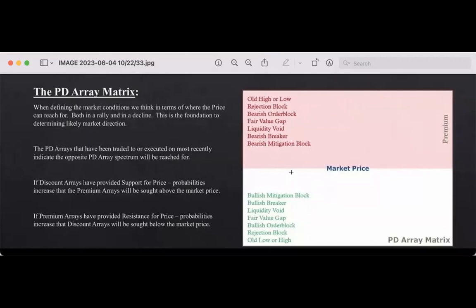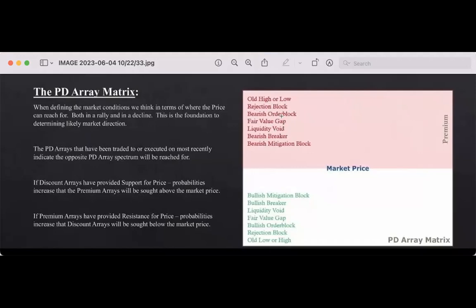And when it comes to entries and exits and everything I look at inside of these markets, he listed all of those things. This is literally all I care about. Not so much mitigation blocks. That's not my cup of tea. But everything we talk about is going to be listed right here in this picture. We have old highs and old lows. We have rejection blocks. We have order blocks, fair value gaps, liquidity voids, and breakers.